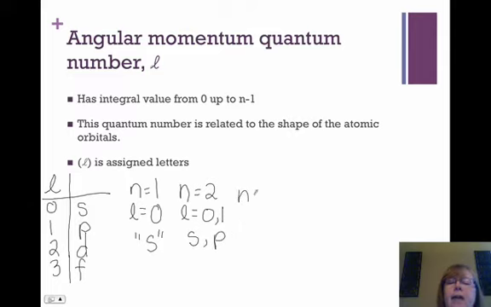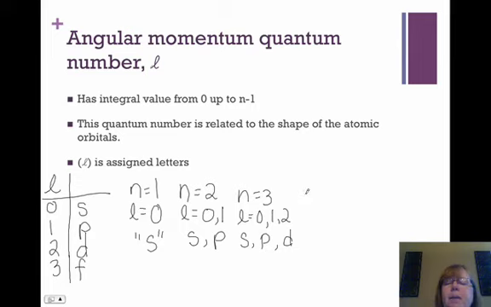All right, let's go to energy level number 3. What are our possible values for L? They would be 0, 1, and 2. So if we are in our third energy level, we could have sublevels s, p, and d. I hope you're seeing a pattern here. When n was equal to 1, we had one sublevel. When n was equal to 2, we had two sublevels. When n was equal to 3, we had 3 sublevels.